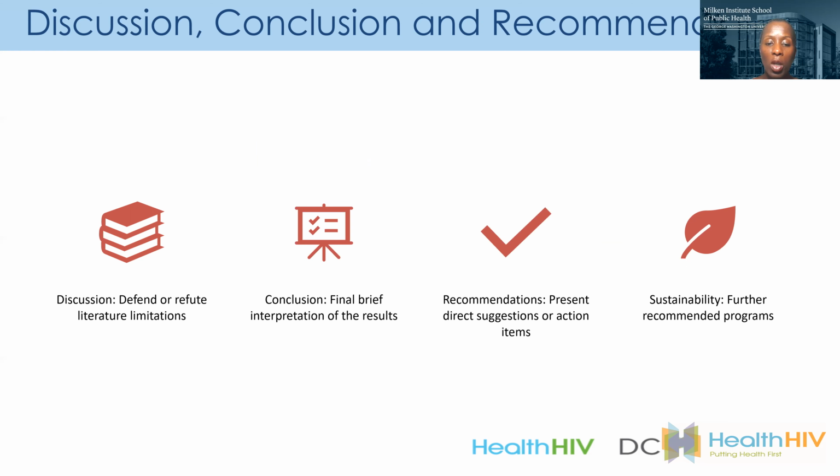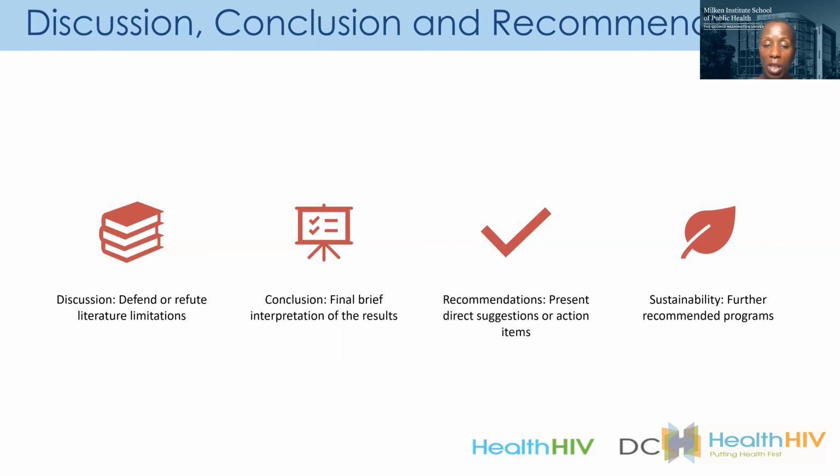So now that you know that the literature said this, you found this out from your results, with your brief interpretation of the results, what are you recommending? If this is a quarterly report, how does it differ from a final report in terms of what you're recommending? Well, if it's a quarterly narrative report and you are granted this funding for at least a year, what you can do is talk about what you plan to do going forward in terms of direct suggestions or action items.